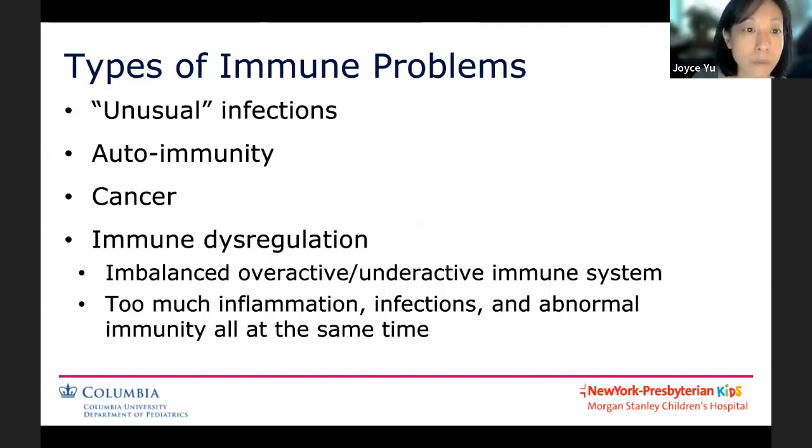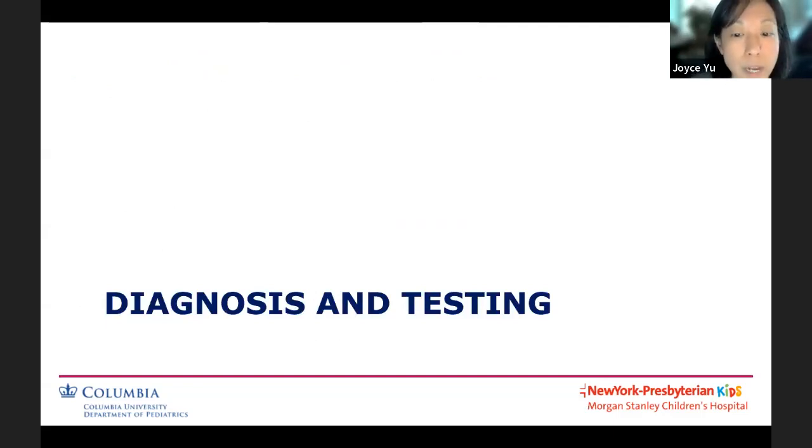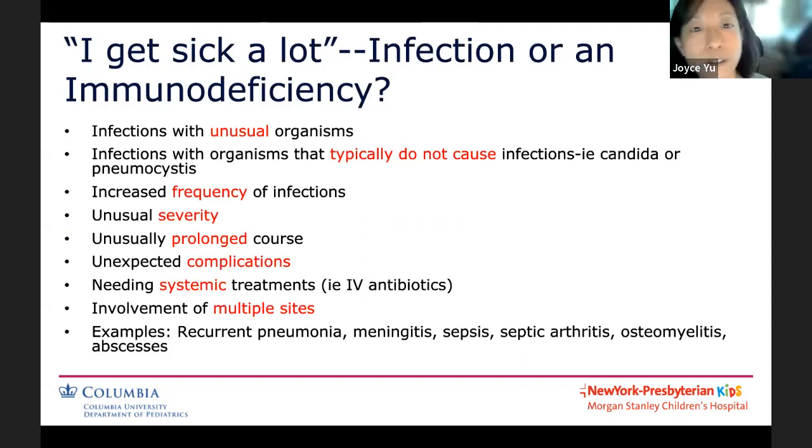So in terms of the diagnosis and testing, when you go to see your doctor about immune deficiency, our patients come to us saying, you know what, I get sick a lot. And so the question that we have to ask ourselves is, is this someone who's unlucky, who has lots of infections, or someone who has an underlying immune deficiency?